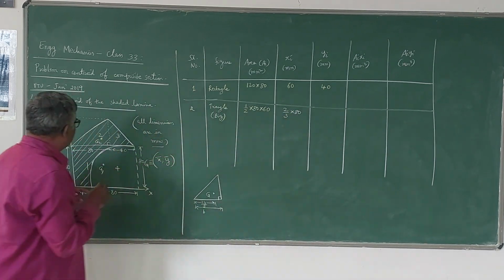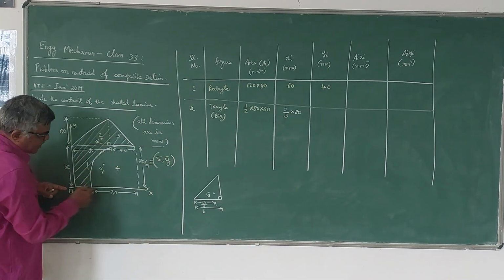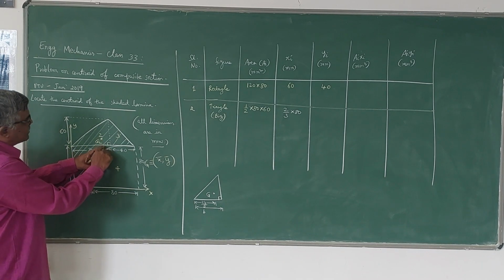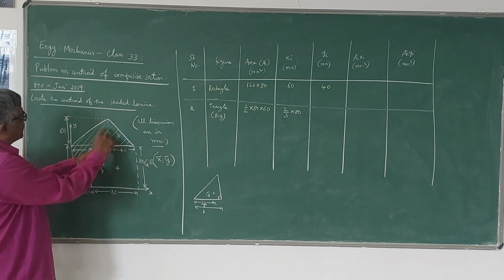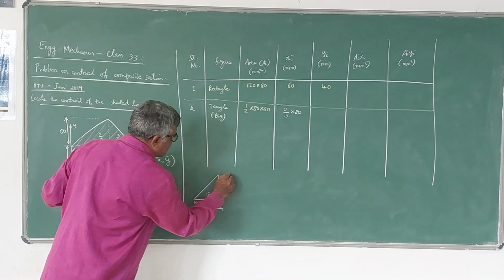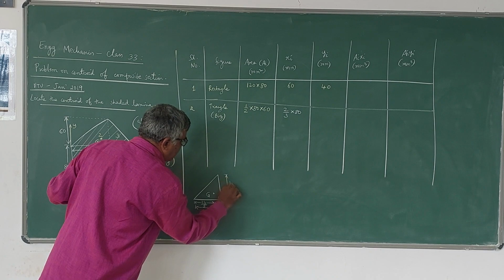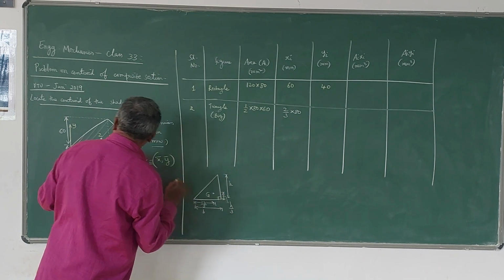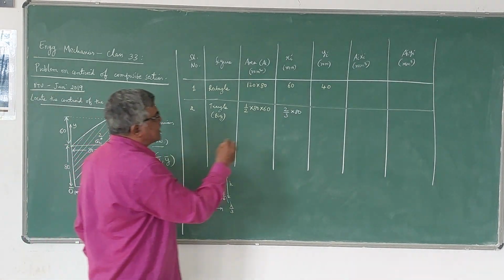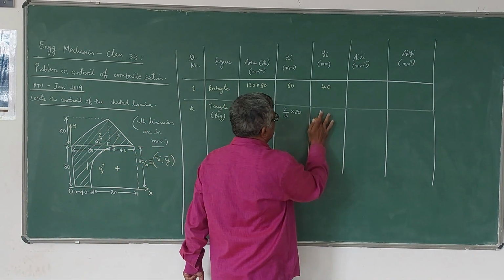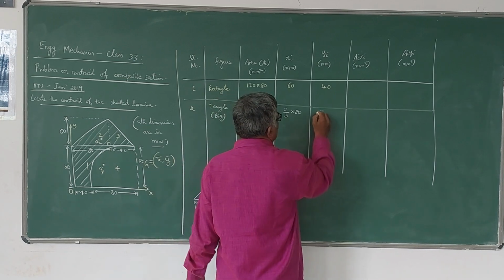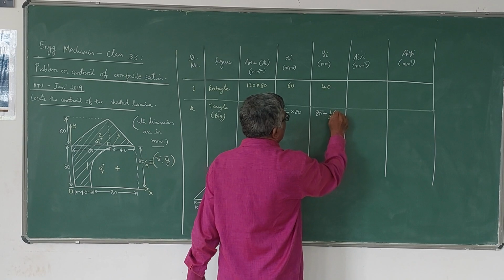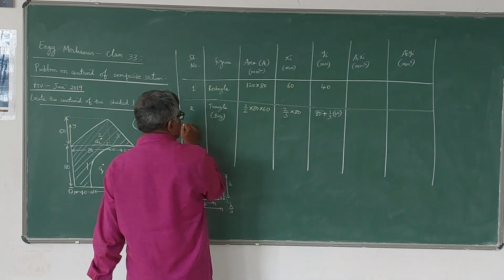Then the yi value is the distance of this G2 from the x-axis, which is from here to here, 80. 80 plus this is 1/3 of this 60. Suppose this is h, we have proved that the centroid will be at a distance of h by 3 from the base, that is 1/3 of 60. So 1/3 of 60 plus this 80. 80 we have to add because we are measuring from the x-axis. So it will be 80 plus 1/3 of 60. That is the second value.